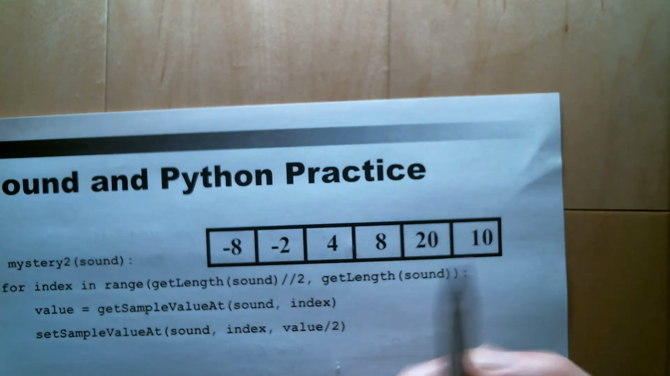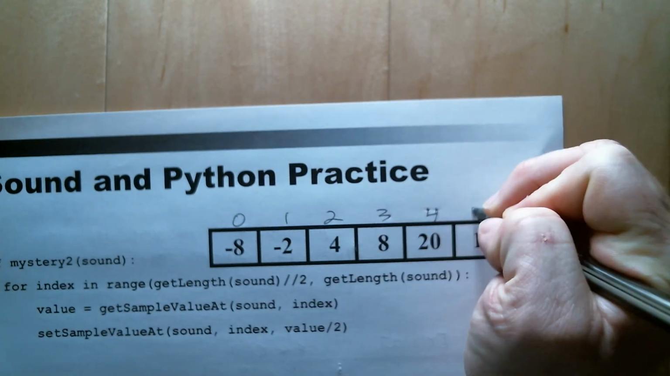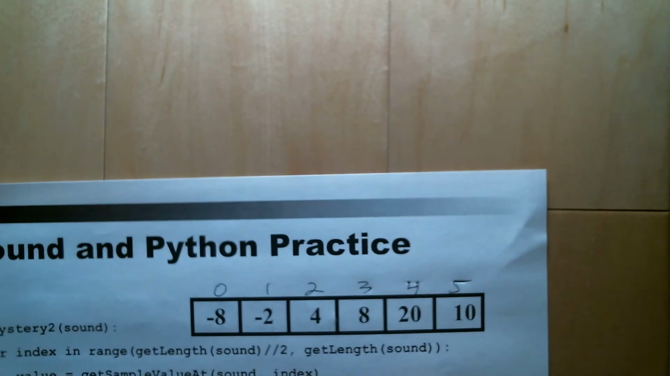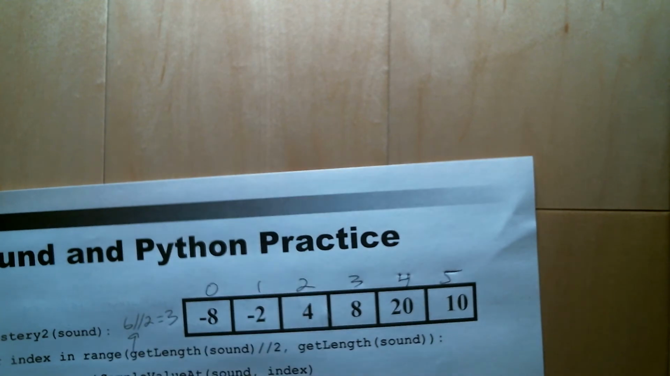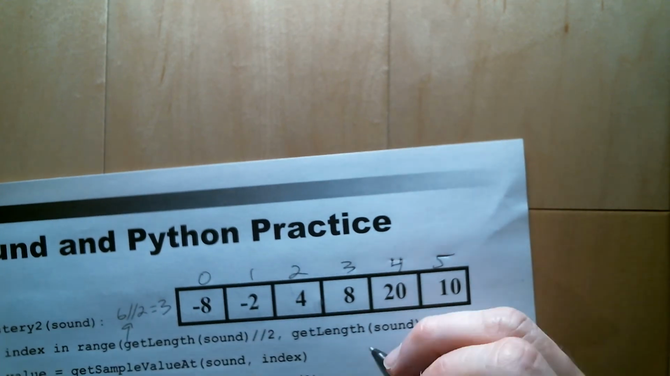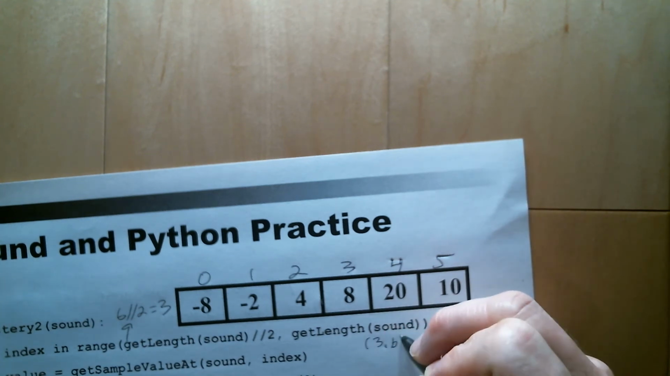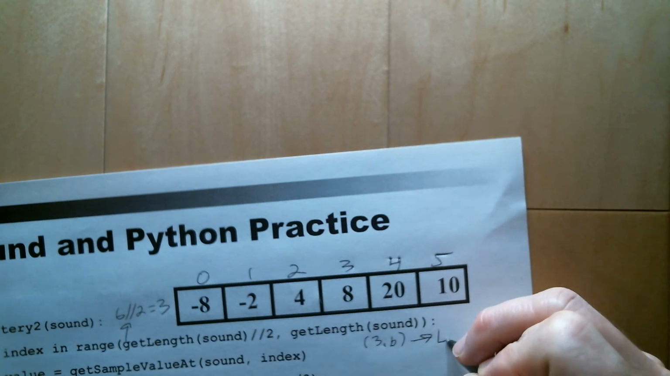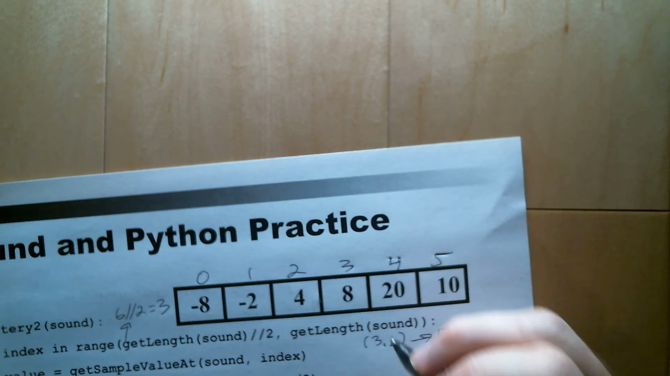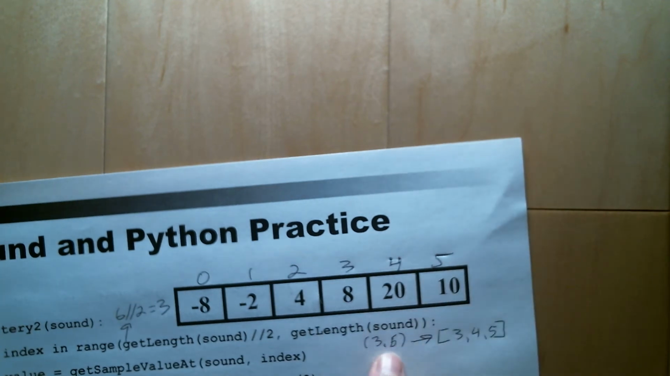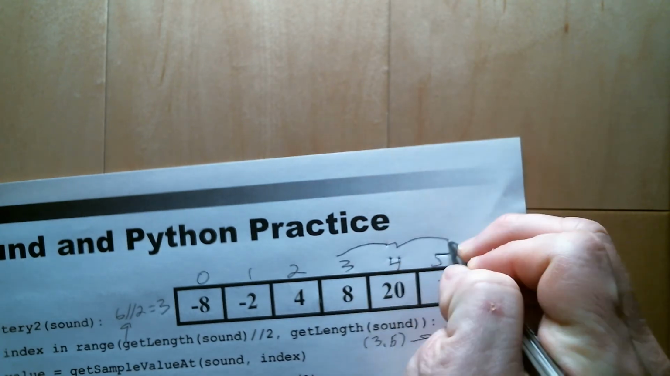Again, we're using the same length of 0, 1, 2, 3, 4, and 5, which means the length is again 6 divided by 2, or 3. So this is basically giving us a range of 3, 6, which means the indexes that we're actually going to be accessing are 3, 4, and 5. Because again, that range starts at 3, but then it goes to 1 less than 6. So we're only going to be looking at this part of our sound.